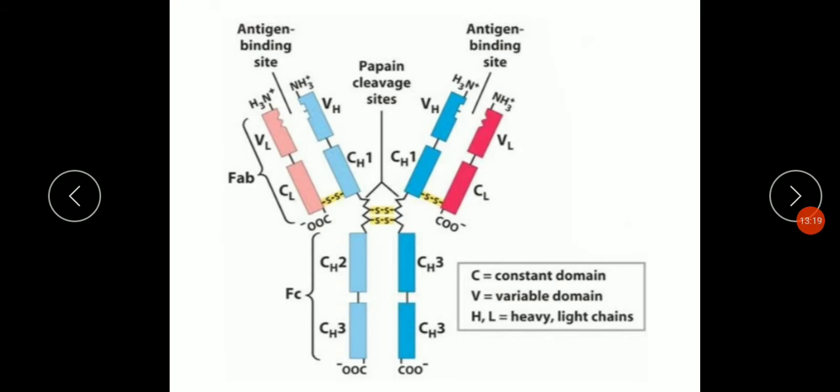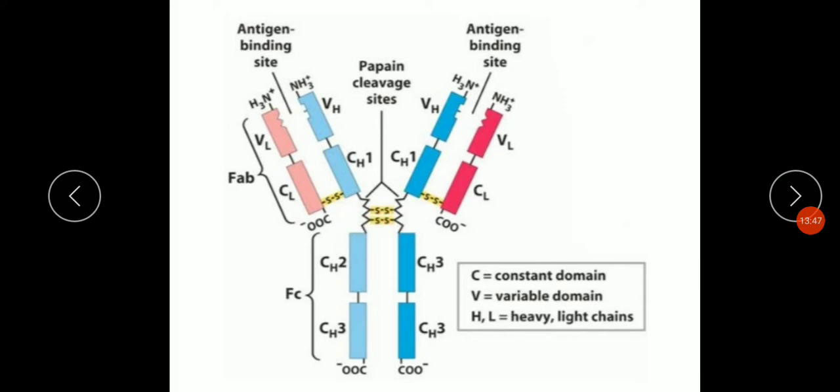So all antibodies consist of two identical light chains and two identical heavy chains. These are heavy chains and these are the light chains. Now these chains are held together as a tetramer by disulfide bonds and form a Y-shaped structure. So this disulfide bond is holding the chains together.